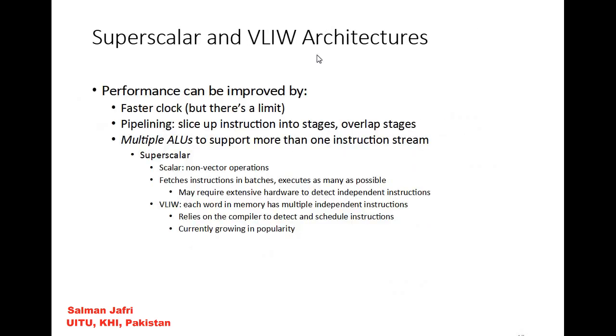Let's look at some architectures that we can have and the implications of using those architectures. We can talk about superscalar, and we can talk about VLIW, very large instruction word architectures. Performance can be improved by a faster clock. We can have a faster clock frequency, which would decrease the time period, but we can't increase the clock speed beyond a certain point, and we have to look at the delays that are there when setting the clock speed.